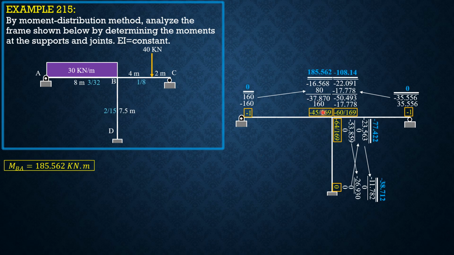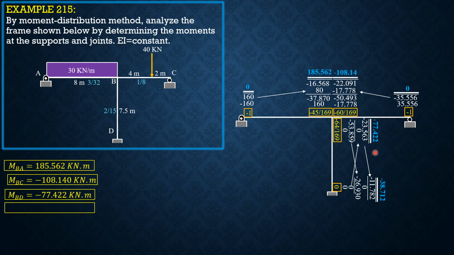Moment BA is 185.562. Moment BC is negative 108.140 kilonewton meters. Moment BD is negative 77.422. Then moment DB is negative 38.712 kilonewton meters. And moment AB and moment CB are 0, as shown in the tabulation.